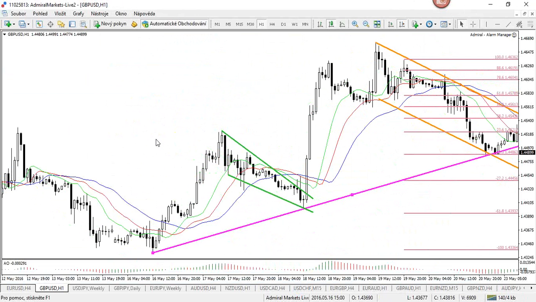A bull flag I would consider this level here, this pattern here, sorry. Here we go.